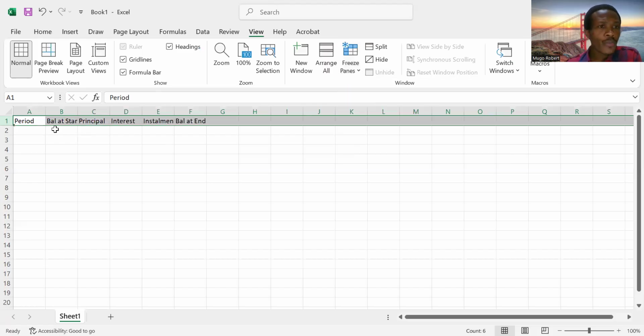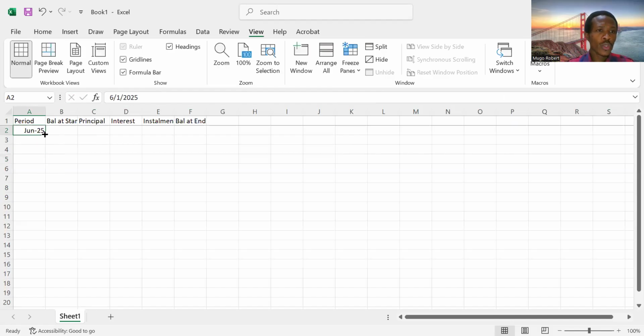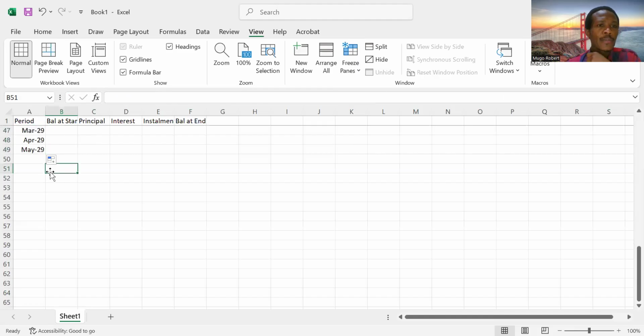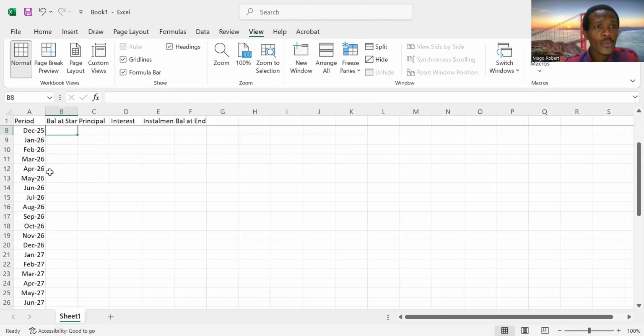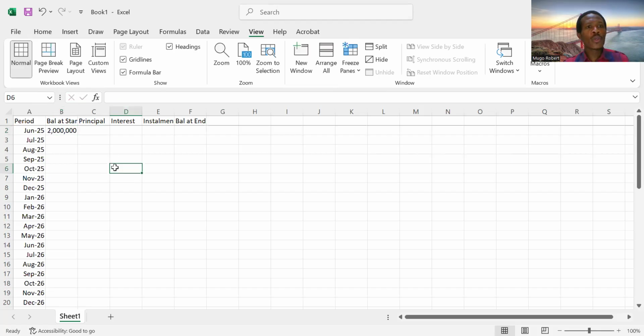So for the period, let's assume we have started June 2025. And this loan, let's assume it is for 48 months. So the loan will end May 2029. We also, let's assume we are taking a loan of 2 million. Just allow me to use 2 million so that there will be some difference.